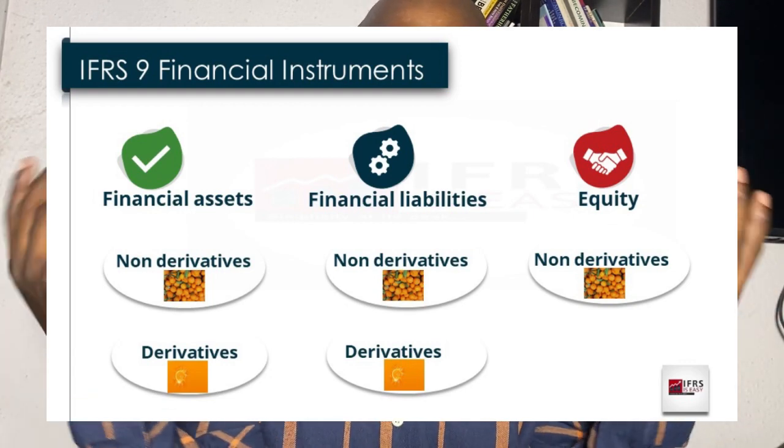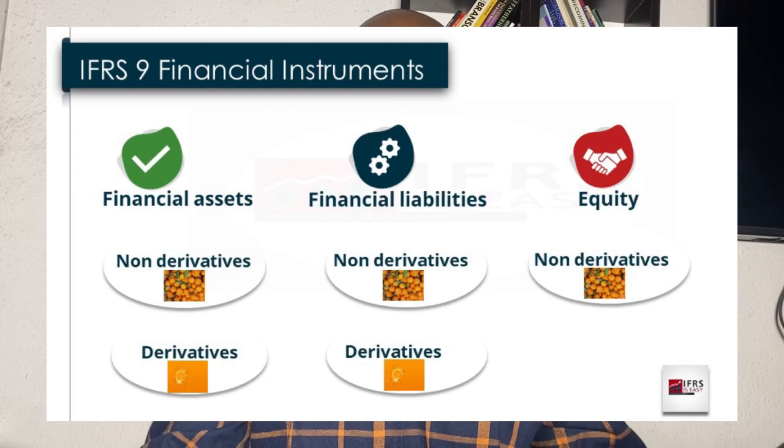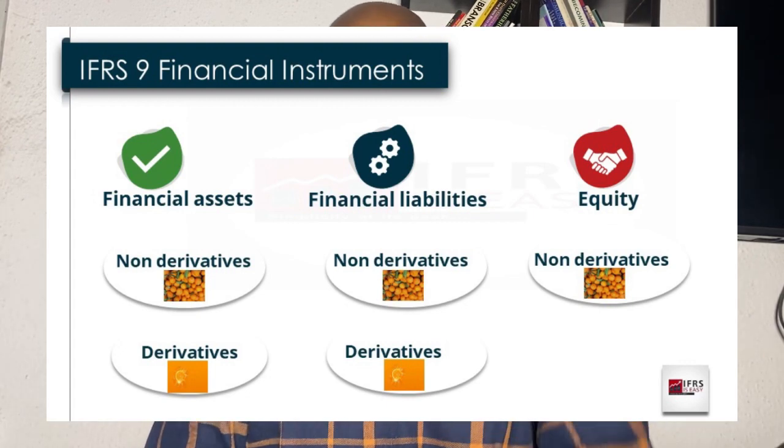If it becomes derivative, automatically it's no longer equity. It will become a financial liability most likely. But we'll look at that in subsequent classes. But the major thing we want to establish today is that your normal financial instruments are non-derivative financial instruments.